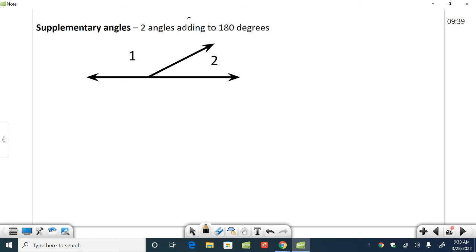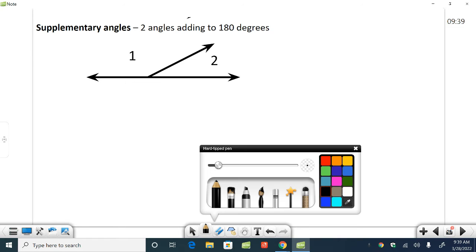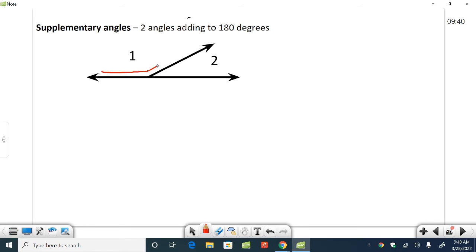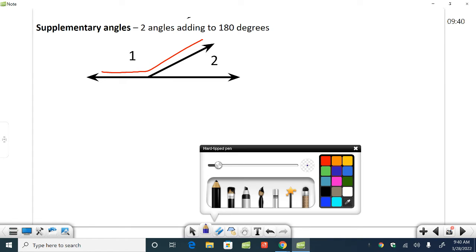The next one is supplementary angles. They have to equal 180 degrees. So you've got angle 1 and you've got angle 2.